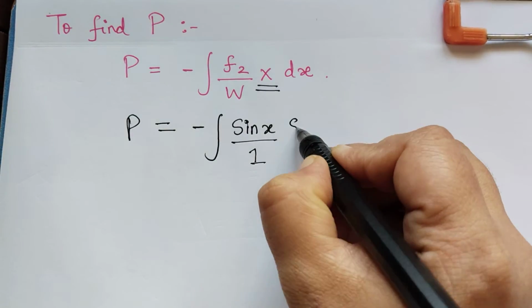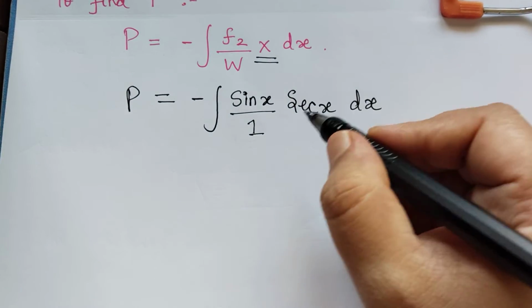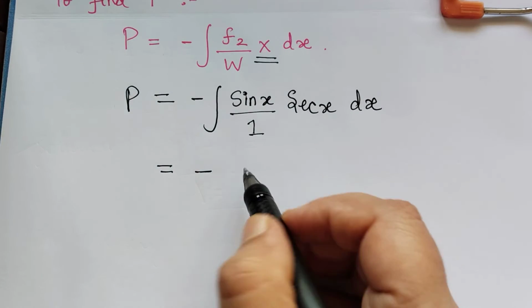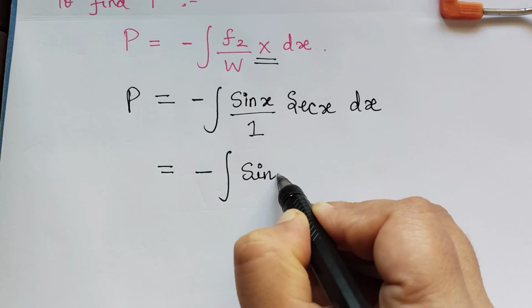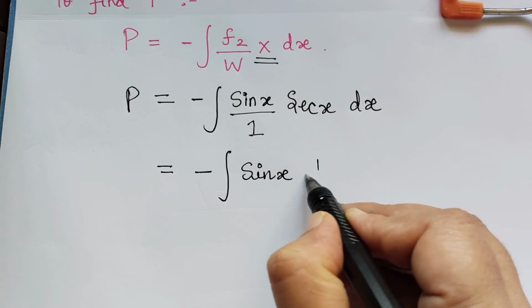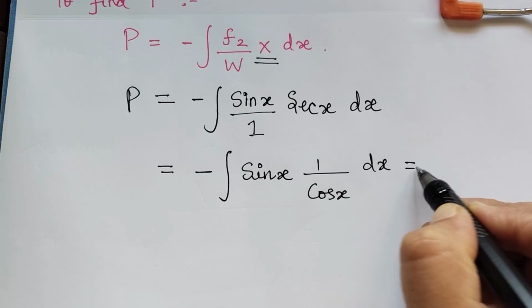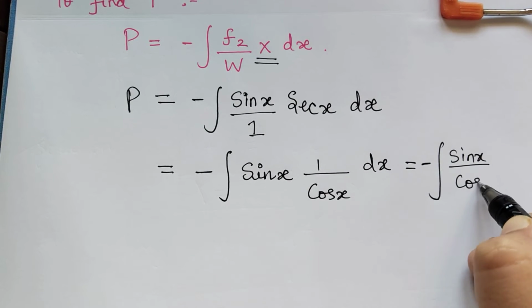So it will be secant x dx. Now furtherly we shall simplify this. So this will be equal to negative integral. So sin x by 1 can be written as sin x itself, and secant x can be written as 1 by cos x dx. And so this is equal to minus integral sin x by cos x dx.